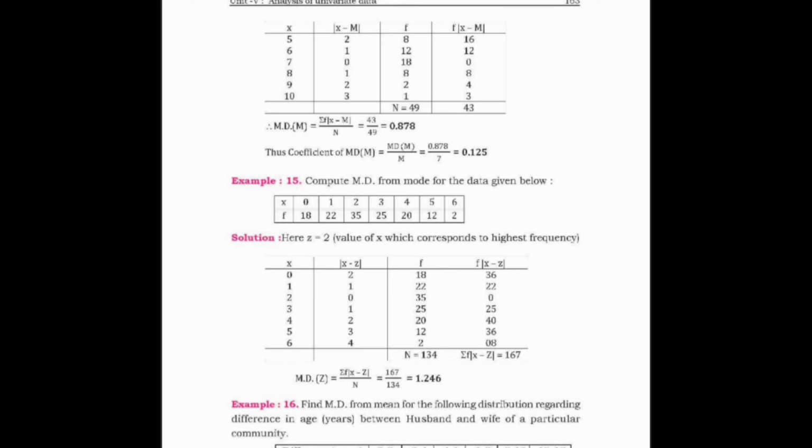What is the formula? The formula for mean deviation from median is summation of f into x minus m divided by capital N. That is 43 divided by 49. 43 is the f into x minus m total, divided by the frequency total, that is 0.872. The coefficient of mean deviation is mean deviation from median divided by m, that is 0.878 divided by 8. You are calculating this one.